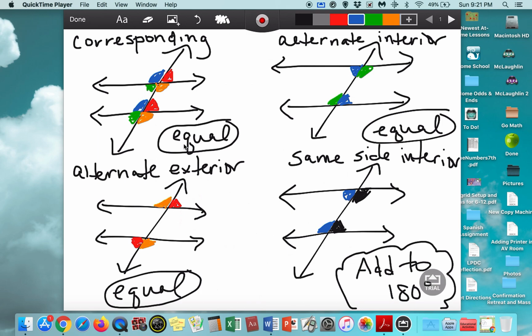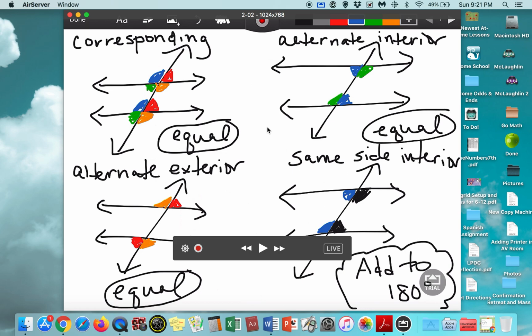And corresponding angles are equal. So if this red angle was 50 degrees, then I know this red angle is 50 degrees because corresponding angles are equal. Okay, alternate interior. So remember, interior angles are inside the parallel lines, and alternate's kind of like diagonal. So the two blue are alternate interior, and they are equal. So if this green one here was 110 degrees, then this green one here is 110 degrees.